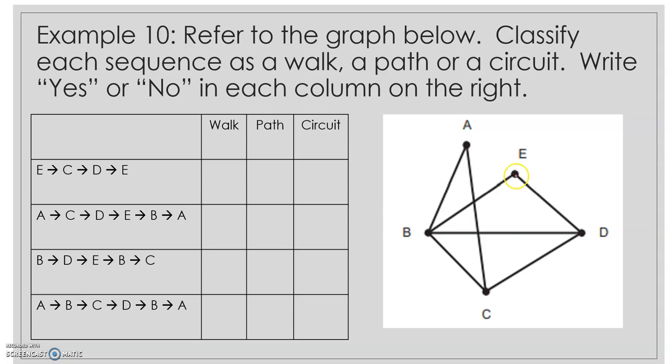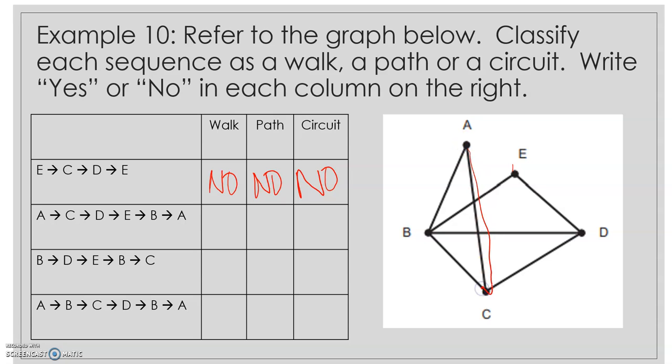So let's look at E, C, D, E. Walk? No, because we can't get from E to C without going through B. Is it a path? No, again, we can't get from E to C. It would be if we could. It had a line, an edge from E to C.